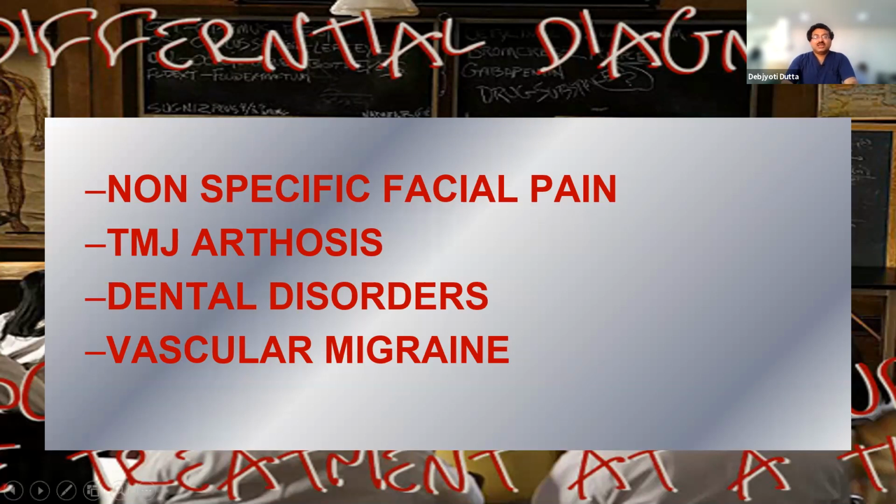Now, first coming to non-specific facial pain, also known as persistent idiopathic facial pain. What happens in persistent idiopathic facial pain? It is again a pain in the facial area, but without any standard distribution. Usually it does not follow the classic pattern of the trigeminal nerve, and it is commonly a dull aching type of pain, not at all a neuralgic pain. Next comes TMJ arthrosis. Here the problem is in the temporomandibular joint, so if you press the temporomandibular joint, the pain will be reproduced.